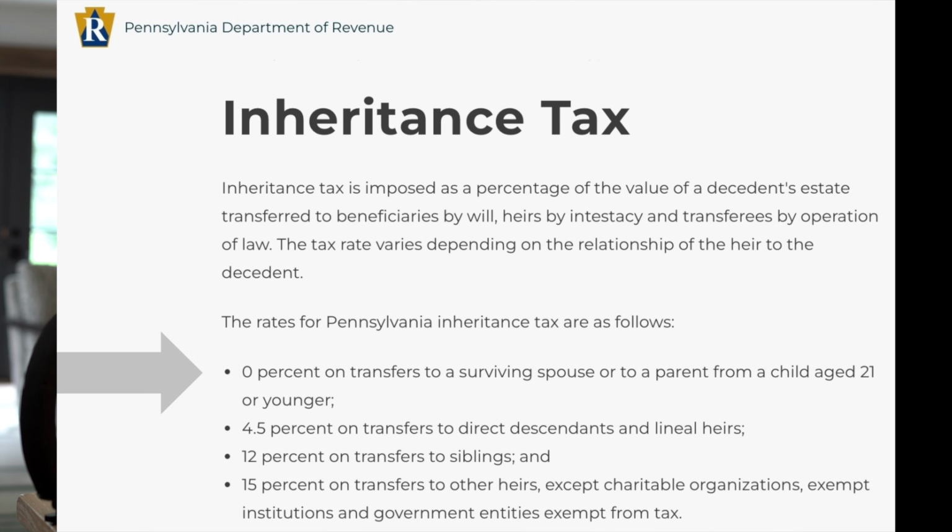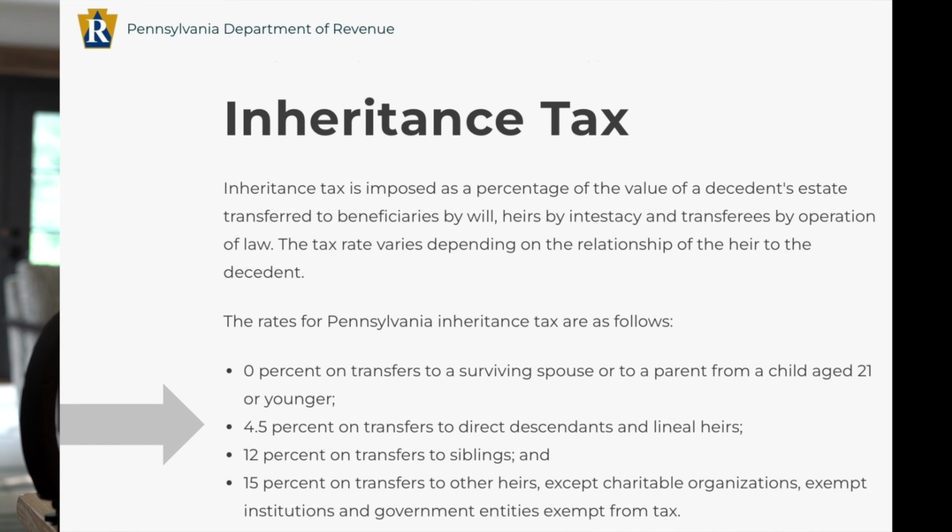So the next very important question is, what is the tax rate? The tax rate depends upon the relationship of the person who's receiving the asset to the decedent. So anything that passes to a surviving spouse is an exemption. This is the first exemption that we'll talk about, and this makes sense. Anything passing to a surviving spouse is exempt from Pennsylvania inheritance tax. Beyond that, anything passing to a lineal descendant, so that's a child or a grandchild, it could include a parent, so an ascendant, is subject to 4.5% tax.